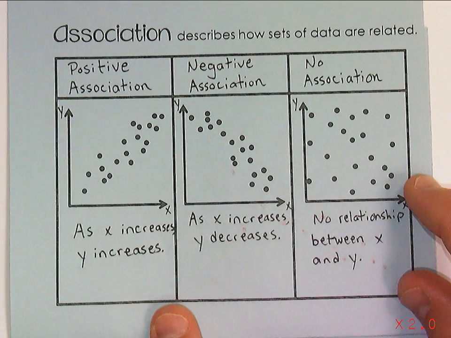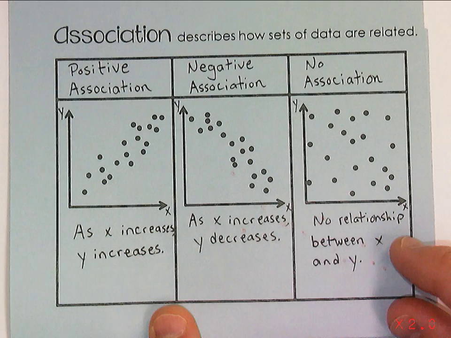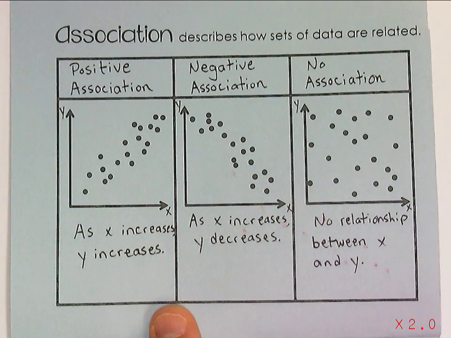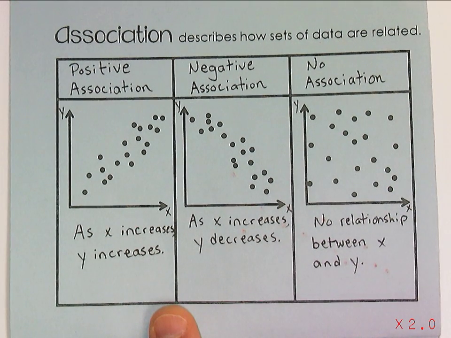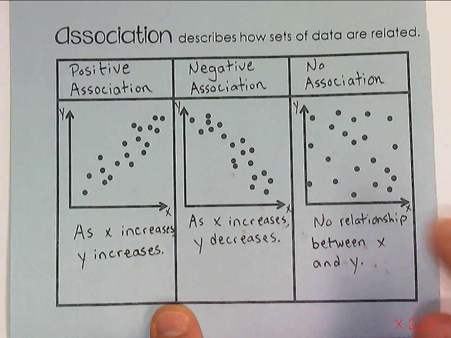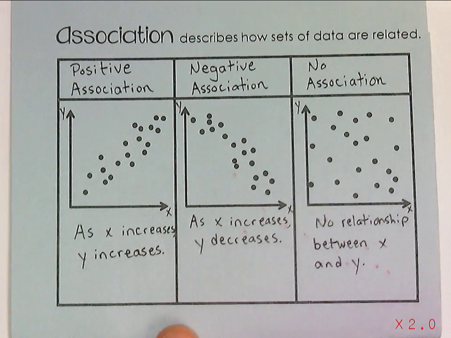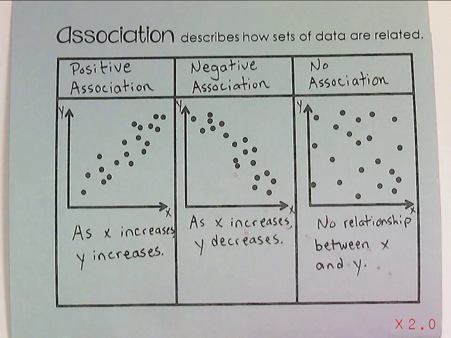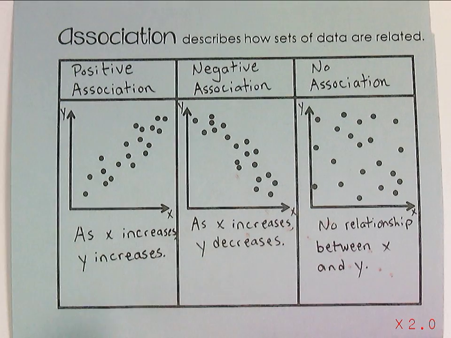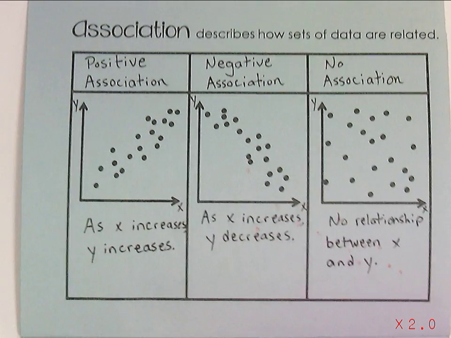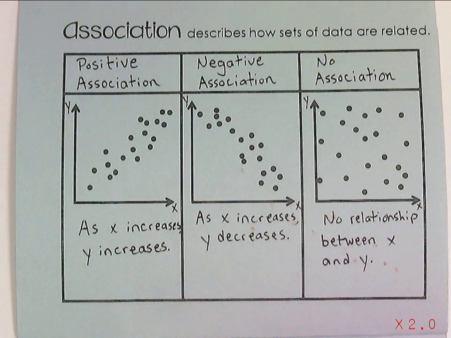And then no association. There's no relationship between x and y. It just seems like your points are scattered about and you can't determine any type of relation with them. So those are the three types of association that are associated with scatter plots. So go ahead at this point, if you need to, pause the video and write down the different types of associations as well as how we determine those types of relationships.